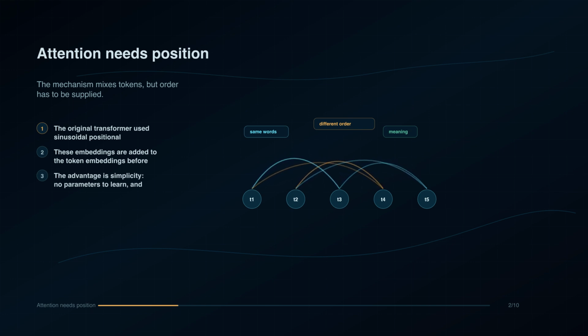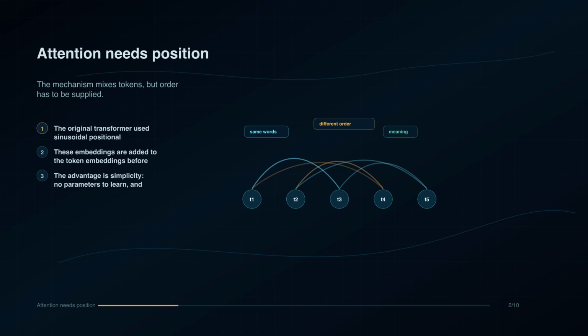The original transformer used sinusoidal positional embeddings, which are fixed functions of position based on sine and cosine waves of different frequencies. These embeddings are added to the token embeddings before the first layer. The advantage is simplicity, no parameters to learn, and the functions generalize to any sequence length. The disadvantage is that position information is only injected at the input. Deeper layers must rely on this initial encoding, which can degrade over many layers.